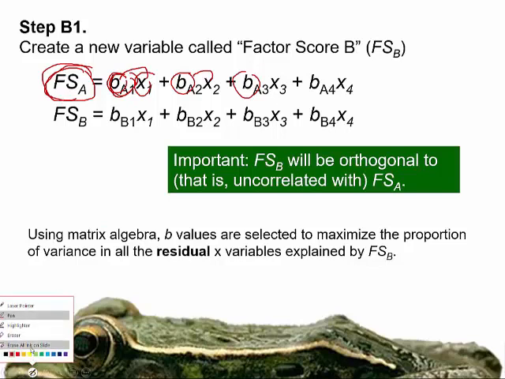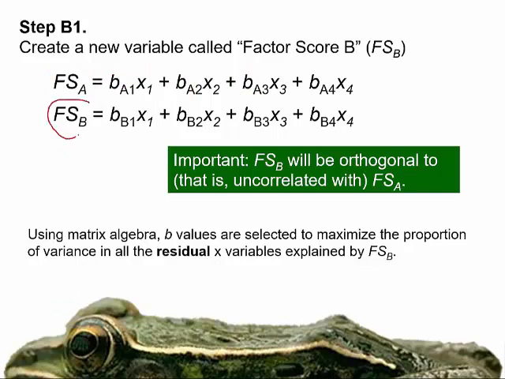Now for factor score B, we want to identify a set of weights that will produce a factor score that will maximize the amount of variance it will explain, not in the original x variables, but in the residuals. So the key difference between factor score A and factor score B: factor score A is a score that's designed to explain as much as possible of the variance in the original x variables. Factor score B is a score that will be designed to explain as much as possible of the variance in the residuals. Those are the residuals we just created in the previous step.